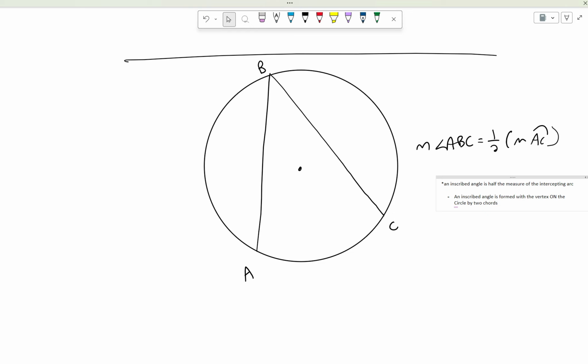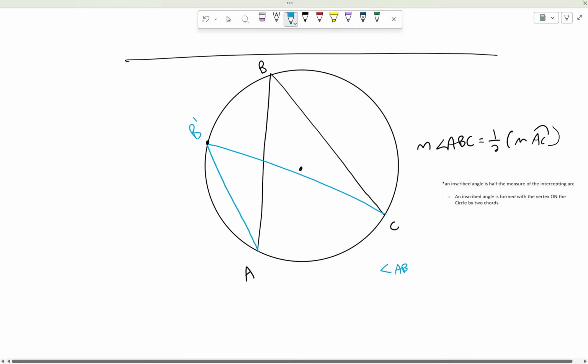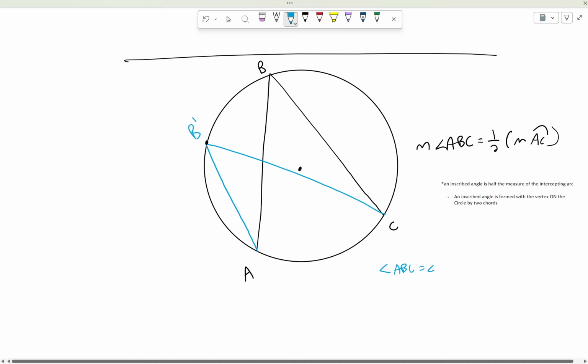So this is food for thought here. Let's say I'm going to take a different point, and I'm going to call this B prime. So this is just another version of B. Because if I connect these, you can see that because they share the same intercepting arc AC, angle ABC is going to be equal to angle B prime C. They have to be because they share the same intercepting arc AC.